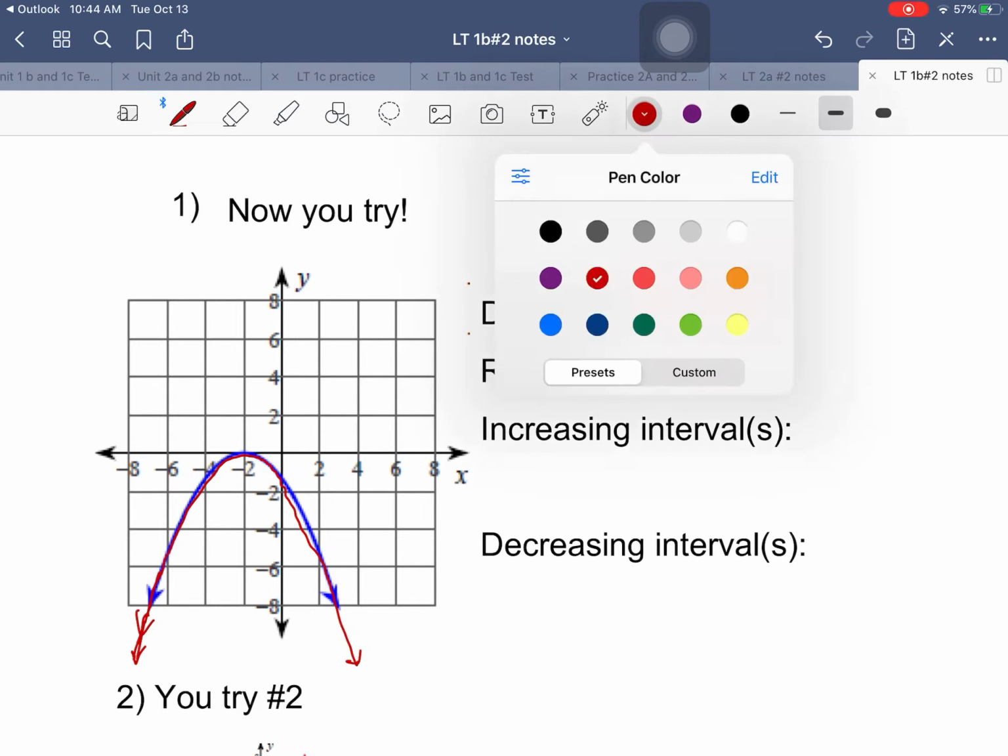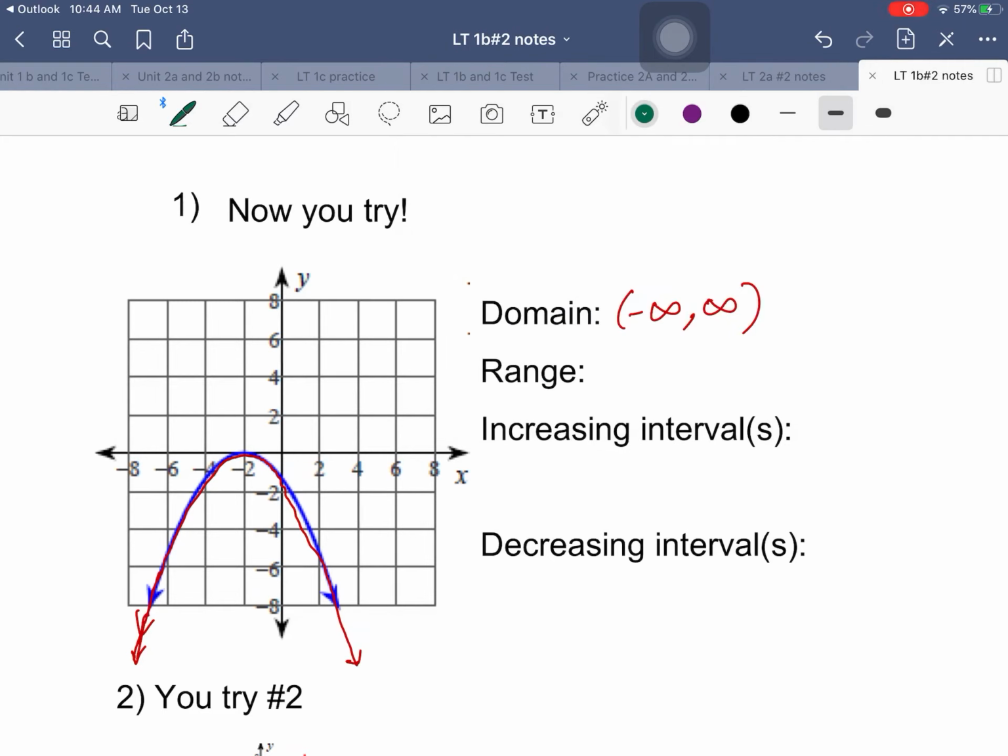Range. Let's look at the range. I did that in the wrong colors. Range. So both left and right are going to go down to negative infinity. So it's going to start at negative infinity. Doesn't matter if both of them do, or one of them does. You just need one part of the graph. Remember back to middle school when you had x values, or y values, that were repeated, you just needed one. You just write one of them down.